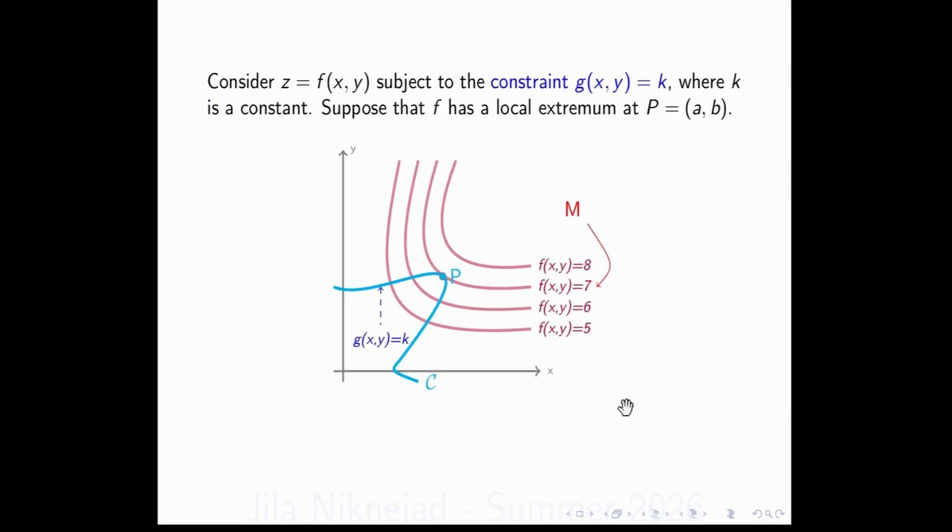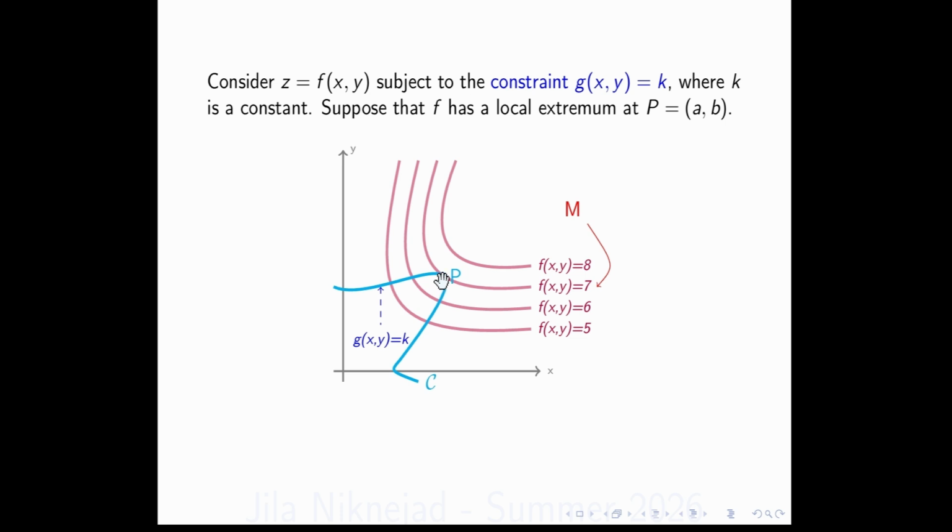Consider z equal to f of x and y subject to constraint g of x and y equal to k, where k is a constant. Suppose that f has local extremum at p equal to point a and b. Here we show a few level curves for the function z equal to f of x and y. You can see the f of x and y equal to 5, 6, 7, and 8. And you can see that p is located on the level curve f of x and y equal to 7, meaning that the function f at point p is equal to 7.